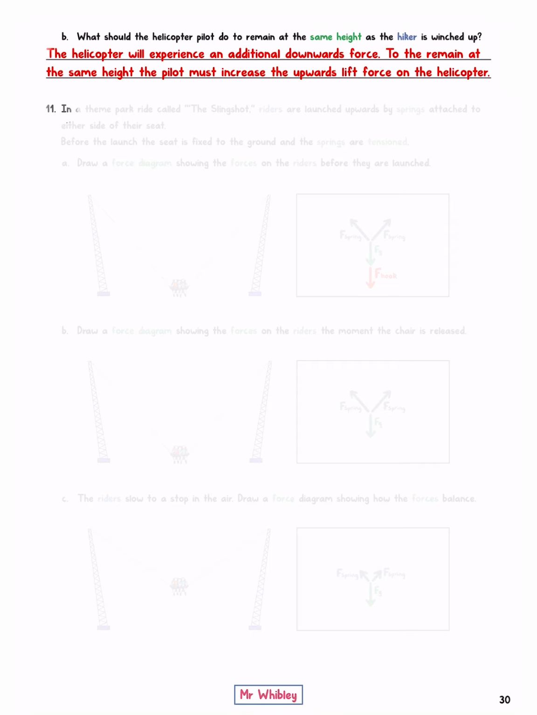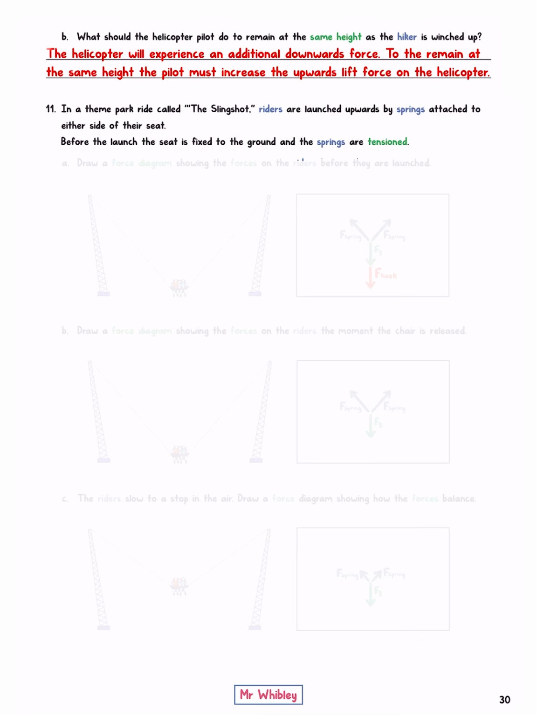Question 11. In a theme park ride called the Slingshot, riders are launched upwards by springs attached to either side of their seat. Before the launch, the seat is fixed to the ground and the springs are tensioned. Draw a force diagram showing the forces on the riders before they are launched.